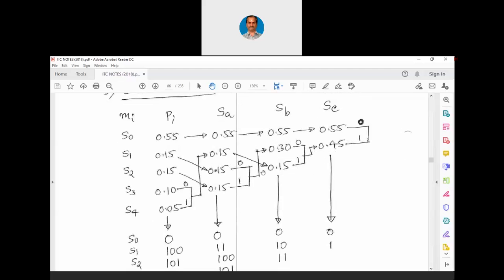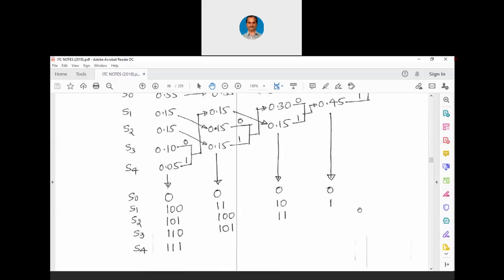1, 0, again 1, 0, 0, 1, 0, 1. Now, 1, 0, 0 is the end here, is it? 1, 0, 1 is the end here, is it? Yes. But this 1, 1 doesn't end actually. 1, 1 will go back here and it will come here. 1, 1, 0 will happen here. 1, 1, 1 will happen here.